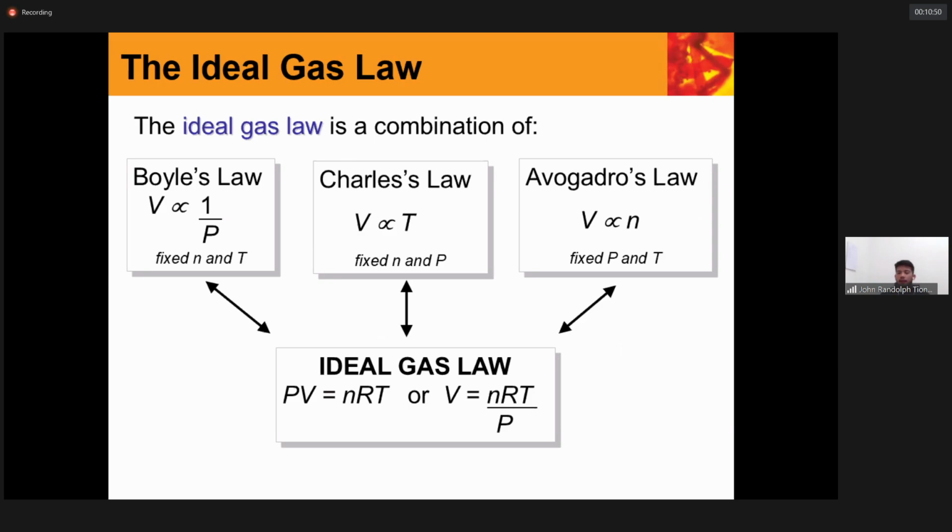Sa group chat, parang may nag-encounter daw sila ng R. What does R mean? Still recall? Mukhang hindi naalala. So R is the universal gas constant.